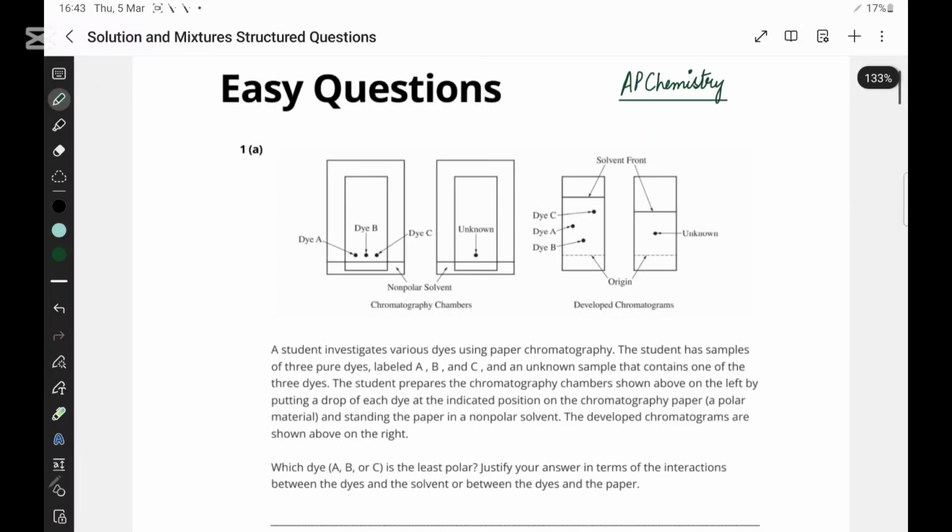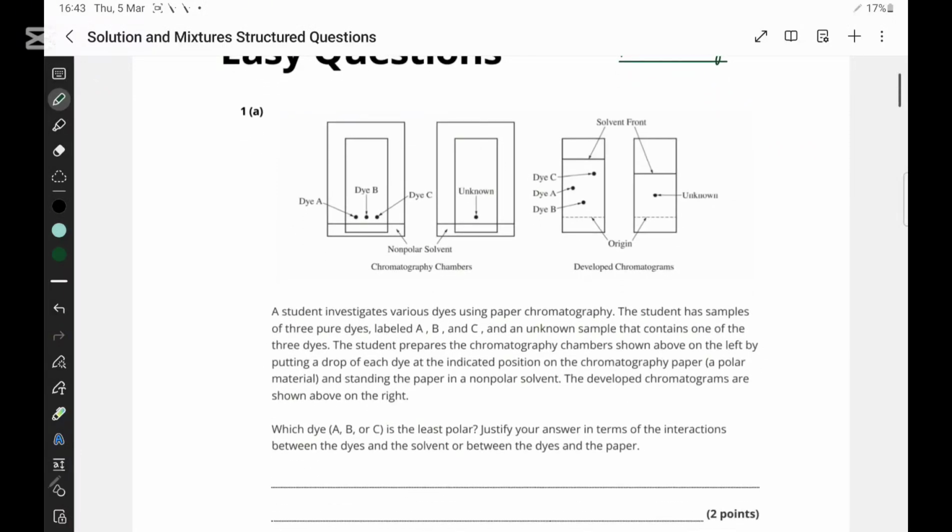is that there are three dyes present on a chromatogram paper, and you can see we have three components A, B and C. A student prepares the chromatography chamber shown above on the left by putting a drop of each dye at the indicated position on the chromatography paper, which is a polar material. Remember, it is a polar material, and standing the paper in a non-polar solvent.